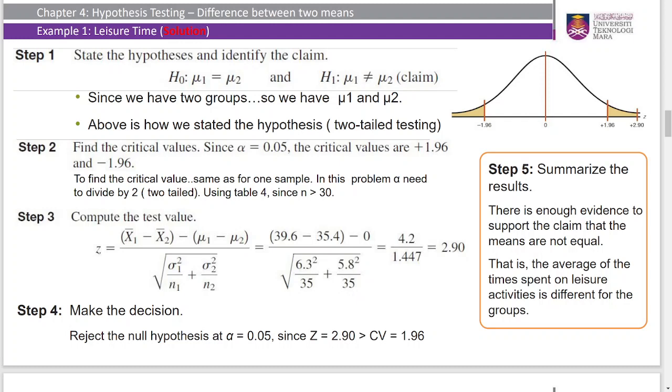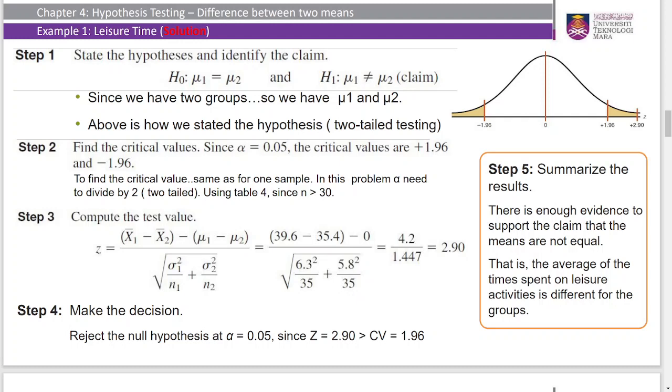So the second step, you have to find the critical values. Since alpha is equal to 0.05, the critical values are 1.96 and negative 1.96. So how do you get this value? By memorizing the important values, or you can also check from the statistical tables.